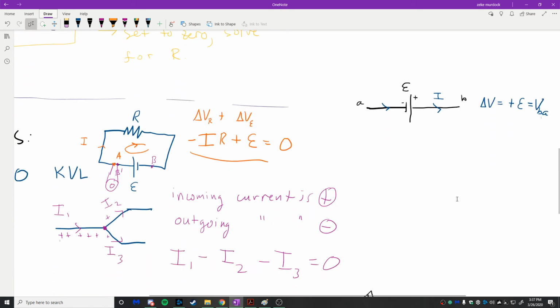Okay. So the other possibility would be that you have the same exact thing, except you reverse the direction of the current. Or you just reverse the direction of the battery would be the same thing, I guess, right? So suppose we have a battery, and it's aligned like this.